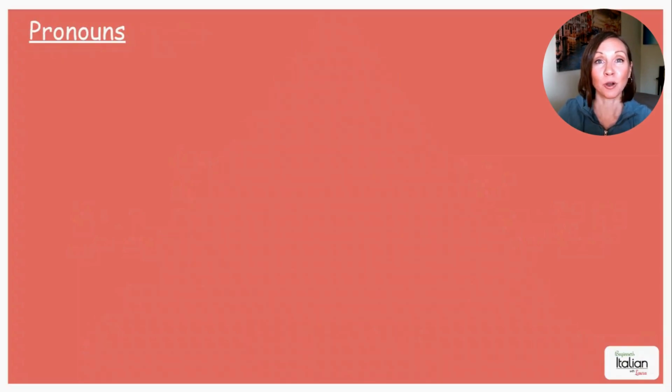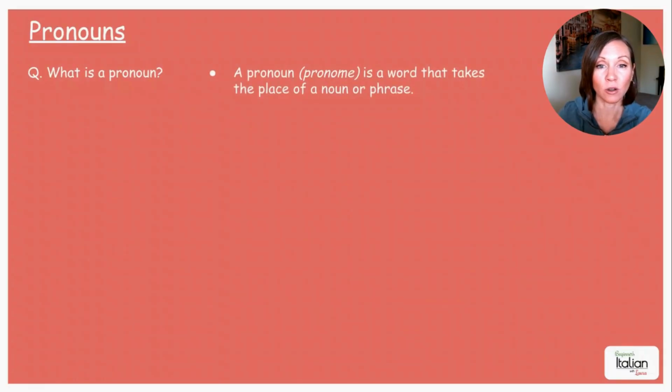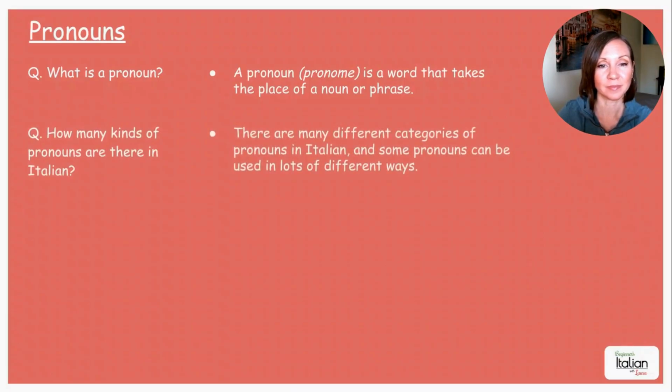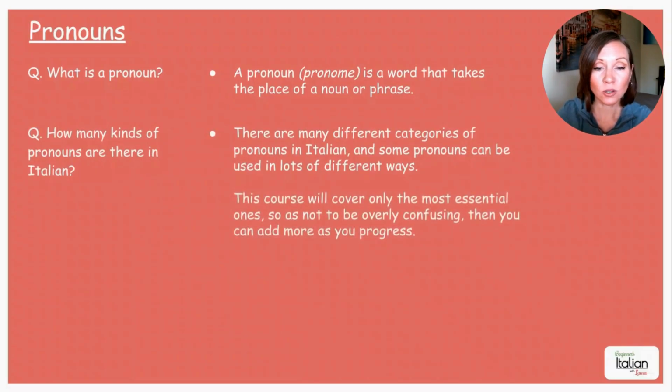Pronouns. What is a pronoun? A pronoun, or un pronome, is a word that takes the place of a noun or phrase. How many kinds of pronouns are there in Italian? There are many different categories of pronouns in Italian, and some pronouns can be used in a lot of different ways. This course will cover only the most essential ones so as not to be overly confusing. Then you can add more as you progress.